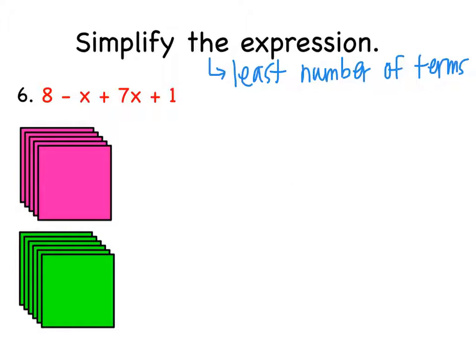So now what we're going to do is we're going to simplify this nice big long expression by creating an equivalent expression with the least number of terms possible. So I'm going to sort these into groups of like terms, and then I'm going to combine them. So here's what it looks like for my first step.